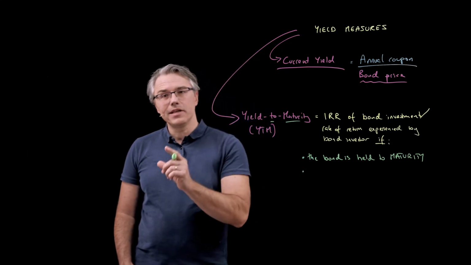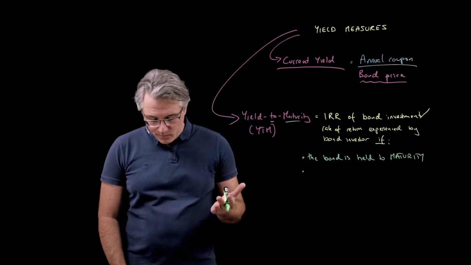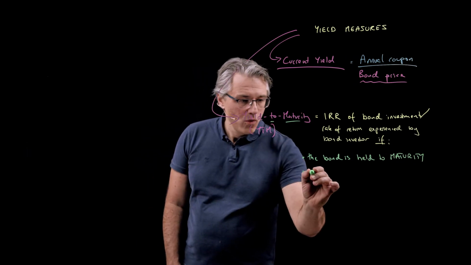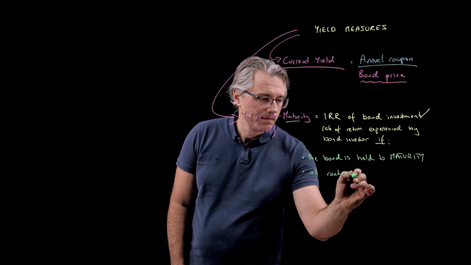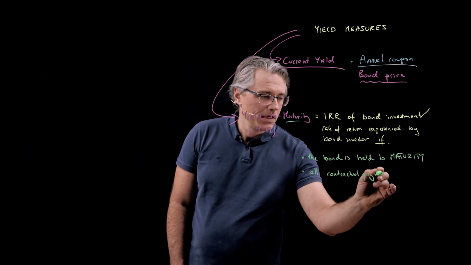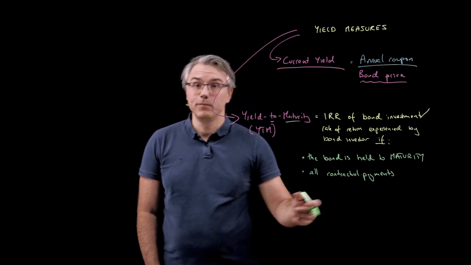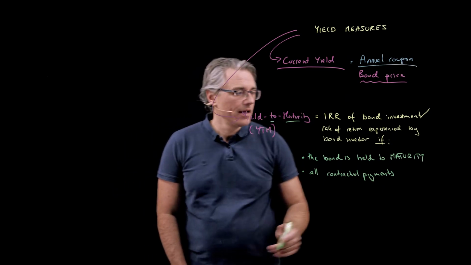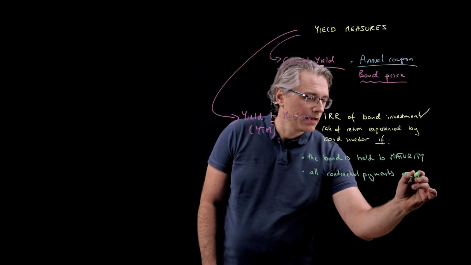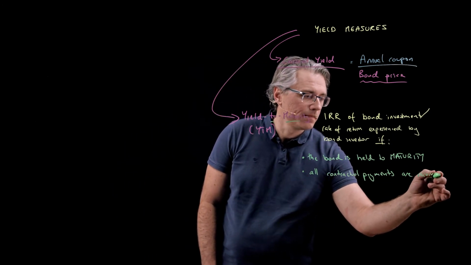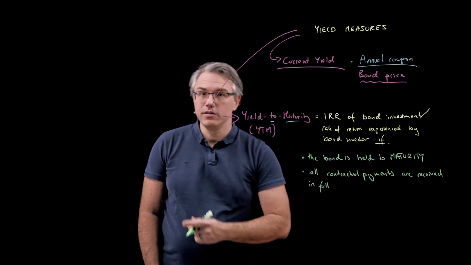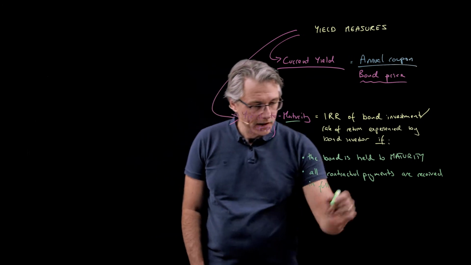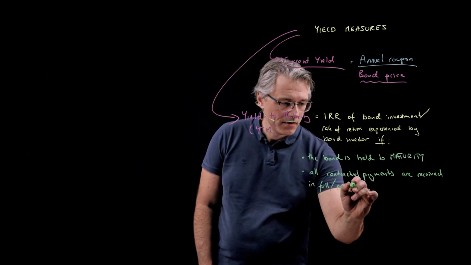The second point is, we have to assume that all the payments, all the contractual payments on the bond, meaning coupons, but also principal value at the end, are received in full and on time. So there are no delinquencies, there are no defaults.